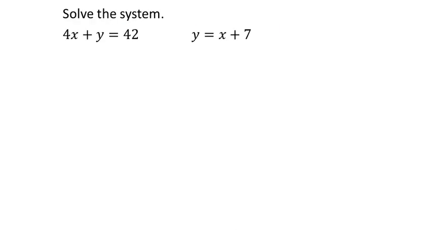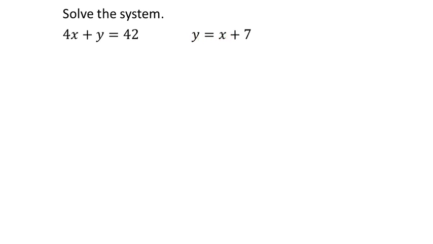Here's another system. 4x plus y equals 42 and y equals x plus 7. Try this one out. See how you do, then we'll go over it. So on this one, I've got two equations, but right now the two equations are in different formats. You got 4x plus y equals 42. That's standard form. The second equation, y equals x plus 7, not standard form.